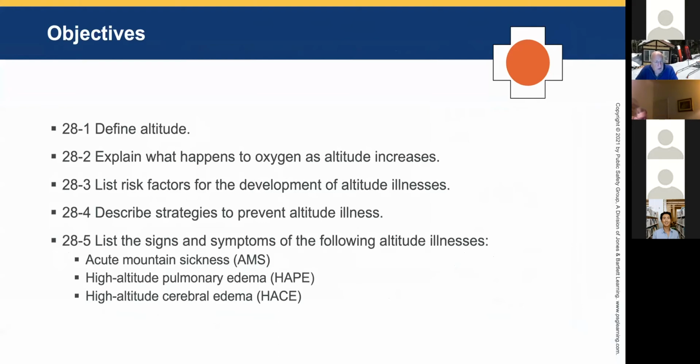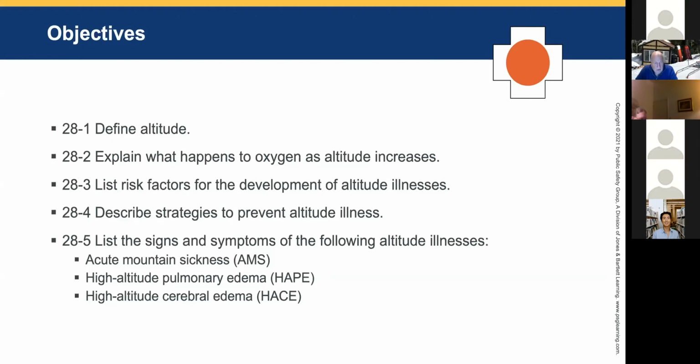We're going to learn what the definition of altitude is, just the distance above sea level. We're going to talk about what happens to the oxygen as the altitude increases. We're going to list factors for development of altitude sickness, altitude illness, and strategies to prevent illness.